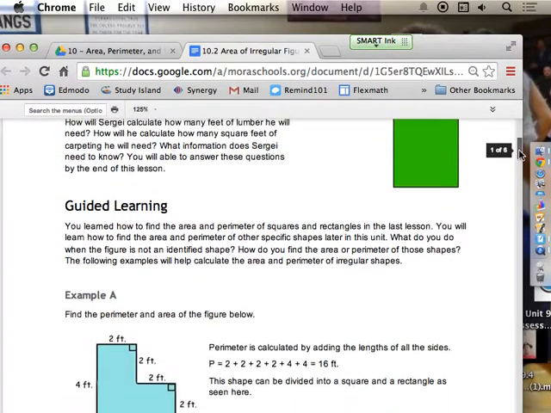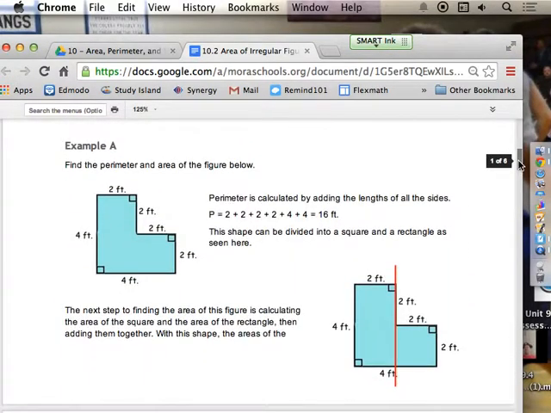Let's go down and see if we can find a couple problems. Here's one. We're going to find the perimeter and the area of this. To find the perimeter, they start and make sure they have all the sides. All the sides are filled in. Sometimes you might need to find some sides, but they don't have that here. So you start by adding them all: 2 plus 2 plus 2 plus 2 plus 4 plus 4. You add all that up and you get 16 feet. And remember, with perimeter, we do not have a label of feet squared because we're only adding.